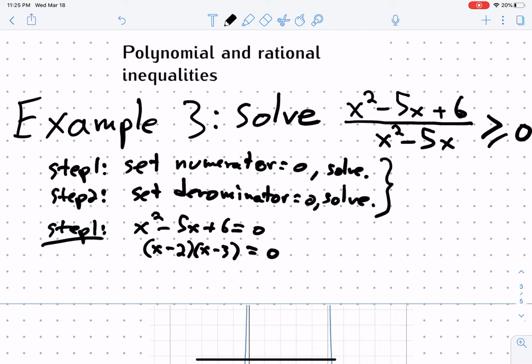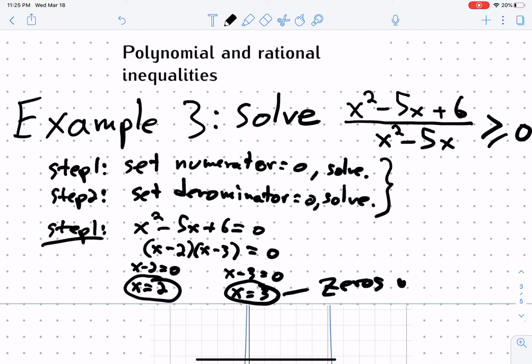And this ends up giving you 2 solutions. If x minus 2 is 0, then x is equal to 2. And if x minus 3 is 0, then x is equal to 3. So these are zeros of the function. The zeros are like the places where it crosses the x-axis.